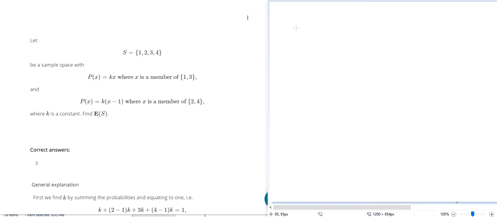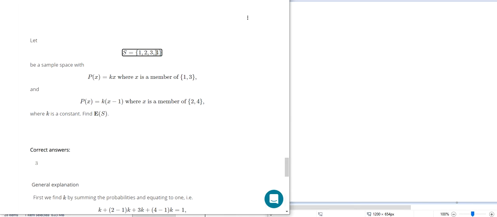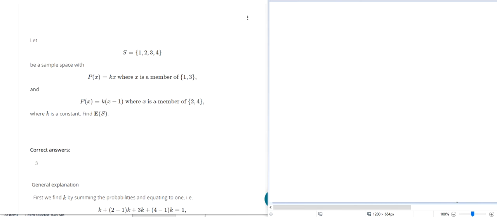Okay, to calculate an expected value, we're supposed to take each value in a set, like 1, 2, 3, 4, and multiply them by their probabilities, and then you add up all those products. So 1 times its probability plus 2 times its probability. But the problem is, its probability is a little bit complicated. We got two different formulas for the probability.